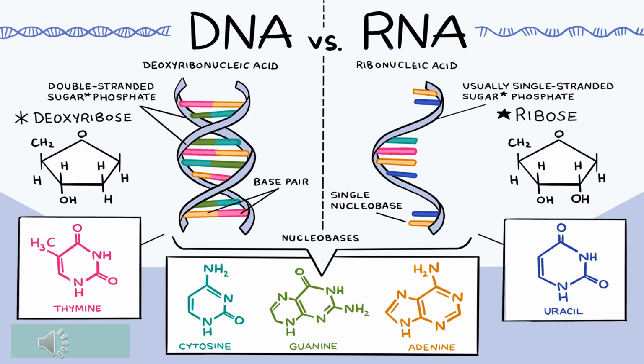The other difference arises due to the pentose sugar that is present in DNA and RNA. DNA, as the name indicates, contains deoxyribose. While on the other hand, RNA contains ribose sugar. How are they different from one another? Here we can see the structural representation of a 5-carbon sugar.